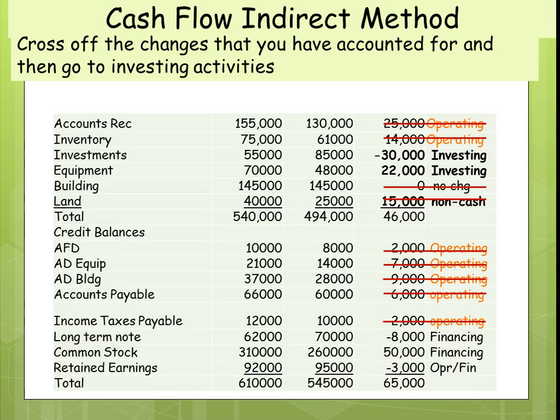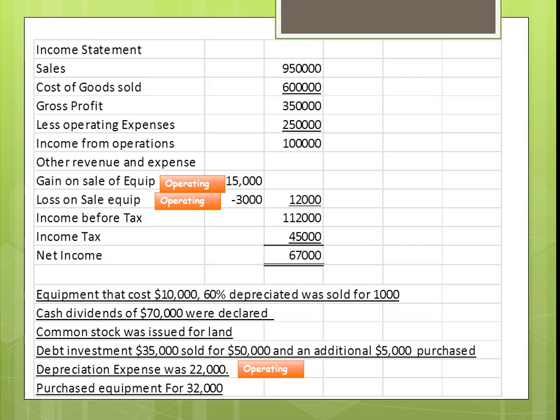And since we have to account for every line item, what we have to do next is look for our investing activities. We have some investing that changed by $30,000, but we know there's detail associated with that. And we have equipment that also changed by 22, but we also know that that was affected by a sale and a purchase. We determine that by going back to the income statement with the notes, knowing that we sold equipment and got $1,000. We know that we sold an investment for $50, but we also bought an additional $5. And we also know that we purchased equipment for $32.